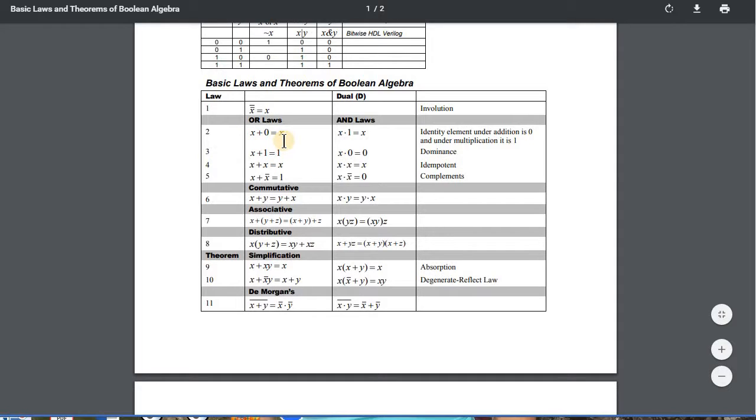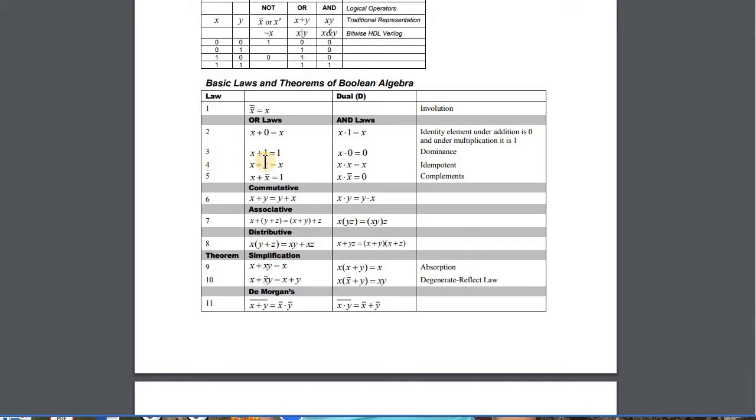X plus 0 is x. X plus 1 is just 1. So what this means is, to save you maybe a little bit of time here, let's take this one. This is x or 1. 1, remember, is true. Well, in this case, x or true is always going to be true, because it doesn't matter if x is true or false. Because the other one is true, this whole statement is always going to be true.